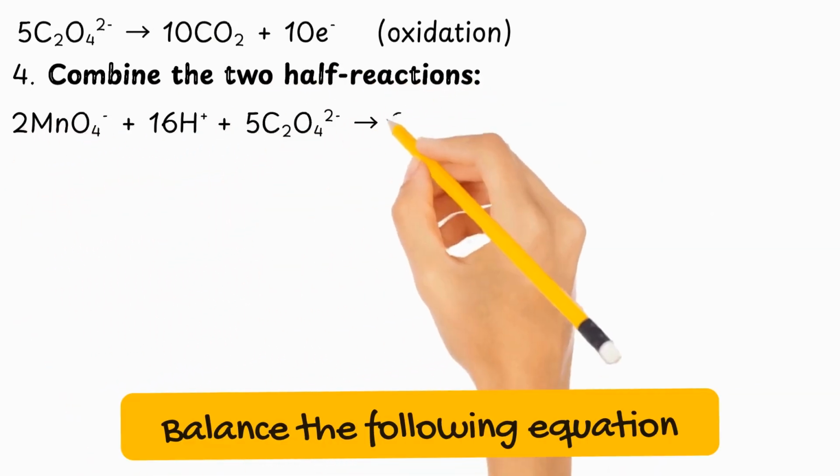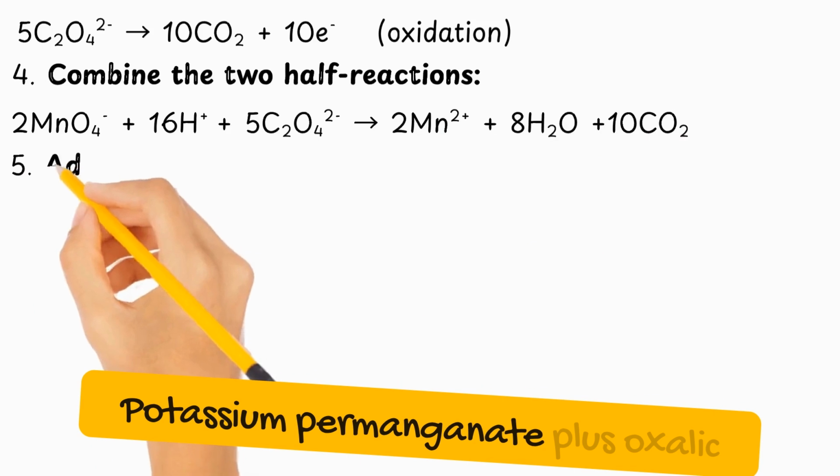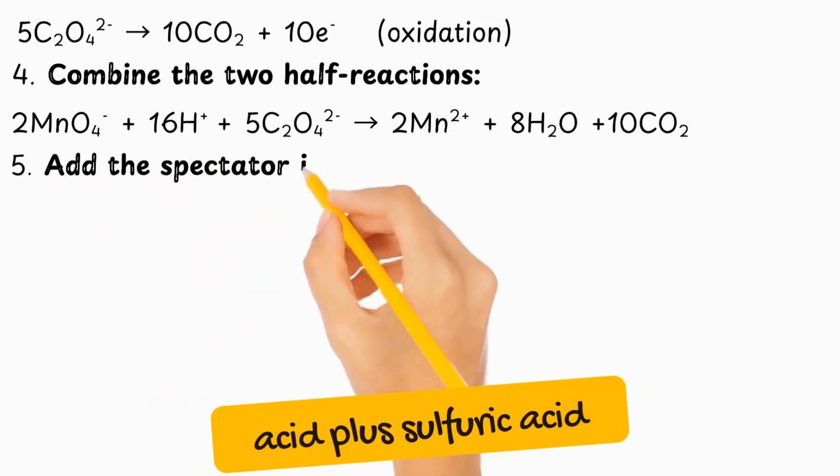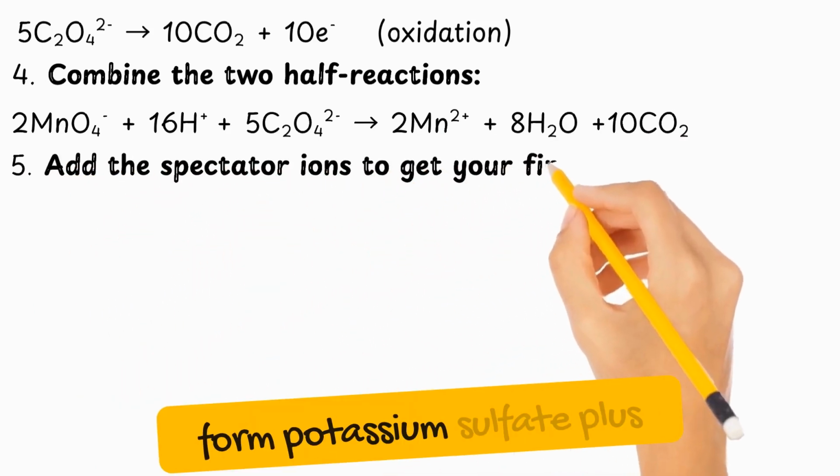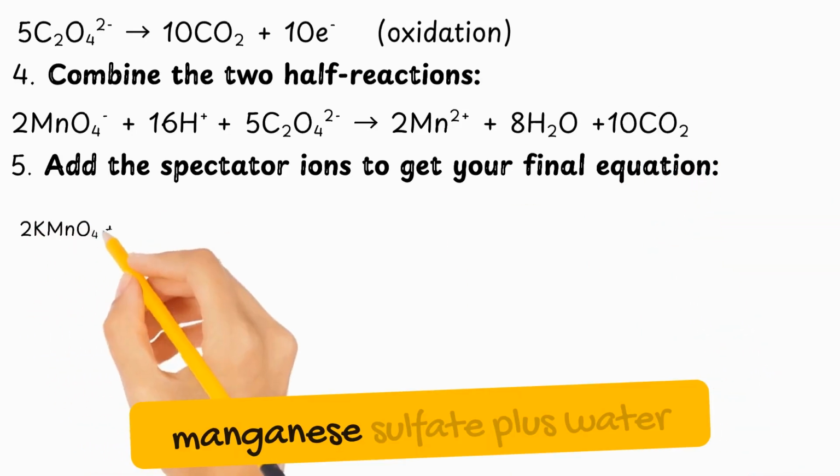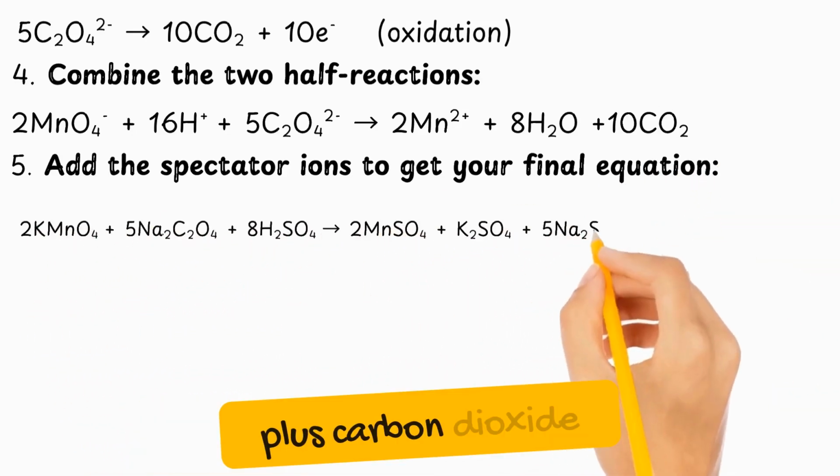Balance the following equation. Potassium permanganate plus oxalic acid plus sulfuric acid undergoing a reaction to form potassium sulfate plus manganese sulfate plus water plus carbon dioxide.